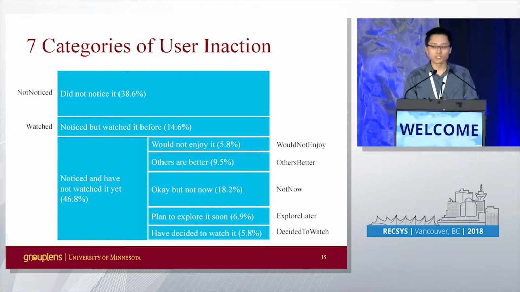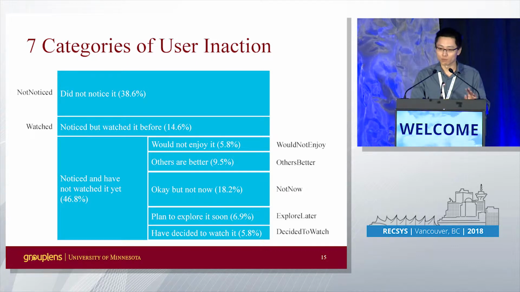Then for 15% of the cases, the user noticed, but they have watched it before, previous consumption. If the user noticed and they have not watched it yet, then in 6% of the cases, the preference estimation is wrong. They will not enjoy it. For example, maybe the Amazon case. In 9% of the cases, users think others are better. This is a competition effect from the items that are displayed together with the inaction item.